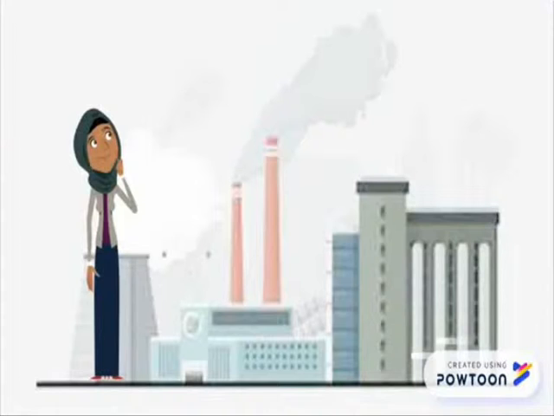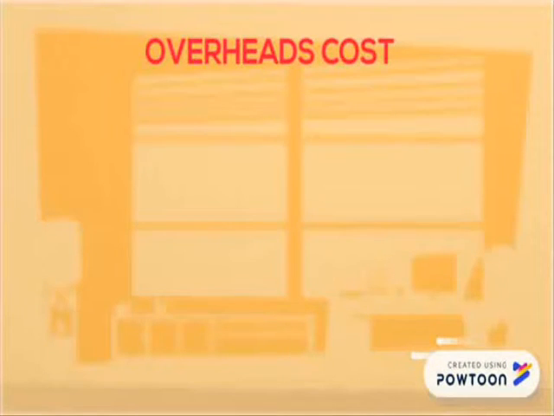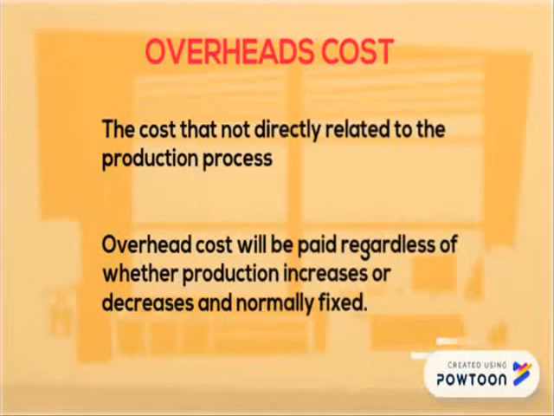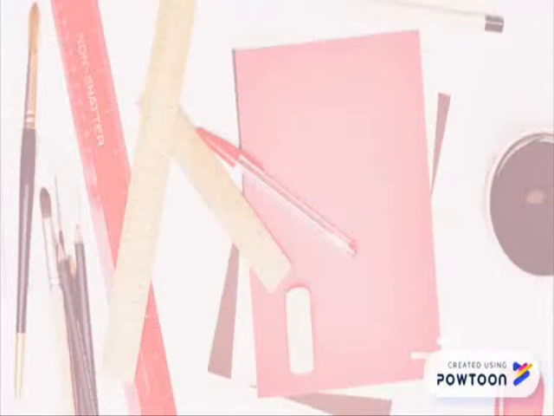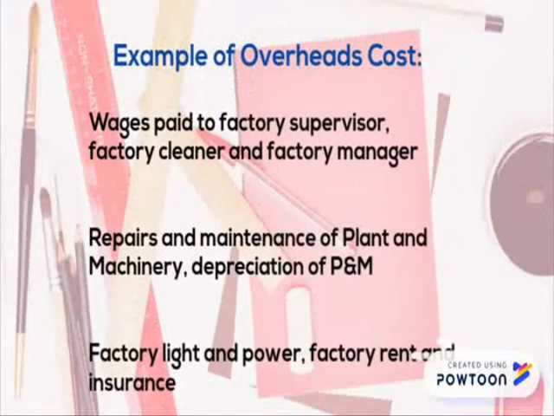What do you know about overhead costs? Overhead cost is the costs that are not directly related to the production process. We also call it fixed expenses. There are a lot of examples when we talk about overhead costs, such as salary to factory supervisor, and repair and maintenance for plant and machinery, and its depreciation also.